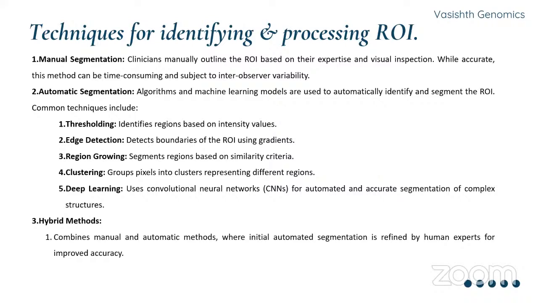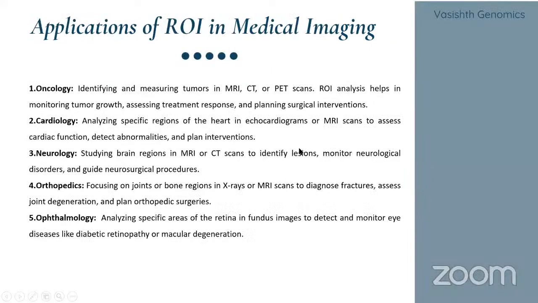And then the hybrid method combines manual and automatic methods, where the initial automated segmentation is refined by human experts for improved accuracy. So whenever you are doing image processing, especially in the medical areas, you need to know what the ROI is. Any research paper in the related areas will tell you what the ROI is and where the ROI is. Then it becomes easy for you to go ahead with the research paper. Okay, so remember this very important point.